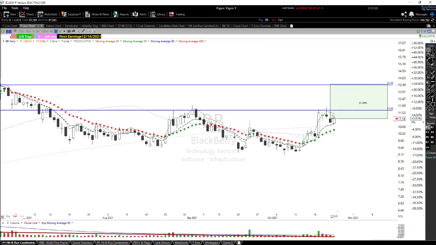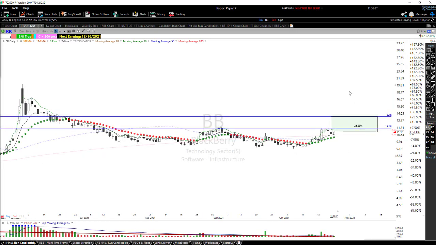Buying the option, if we just start breaking out and moving up, I'm going to make plenty of money. I may be able to sell that right off. So a terrific swing trade here in this.